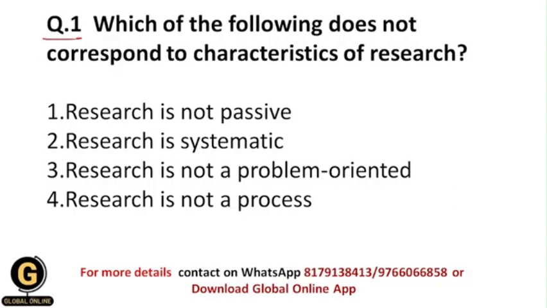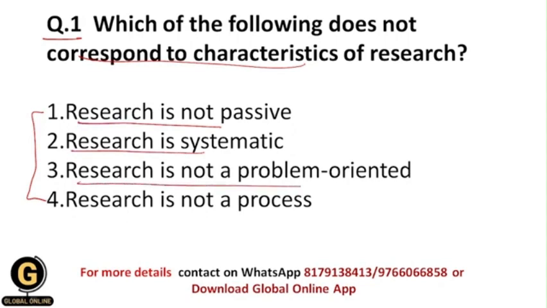Okay, question 1 is, which of the following does not correspond to characteristics of research? Here we have given some characteristics of research, and from these four options there is one option which is not a characteristic of research, and we are going to select that option. So let us see. Research is not passive, research is systematic, research is not problem oriented, research is not a process.